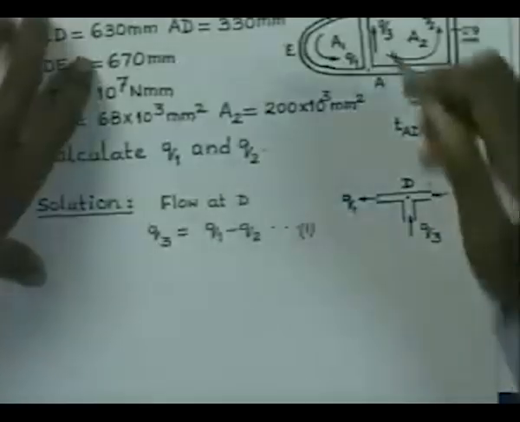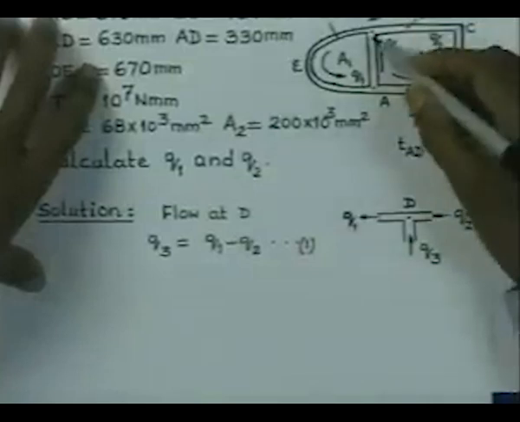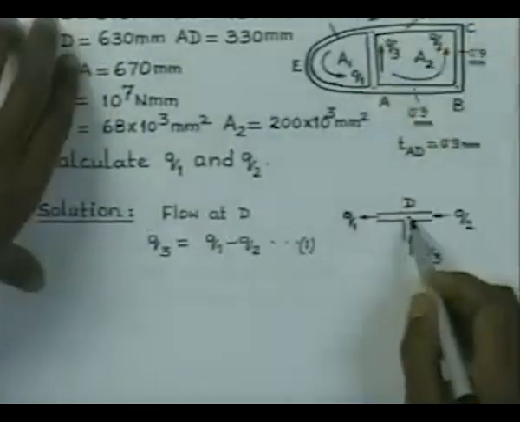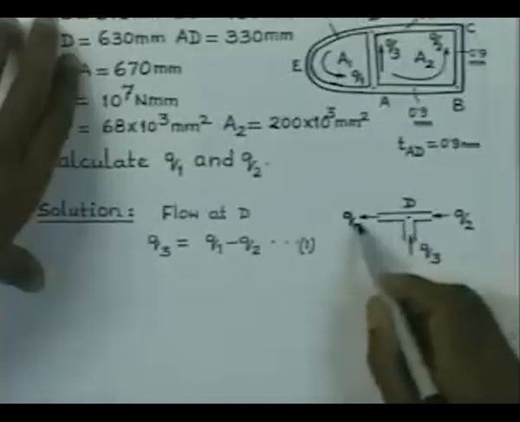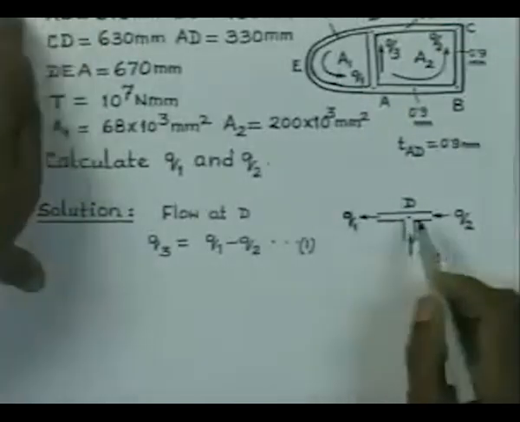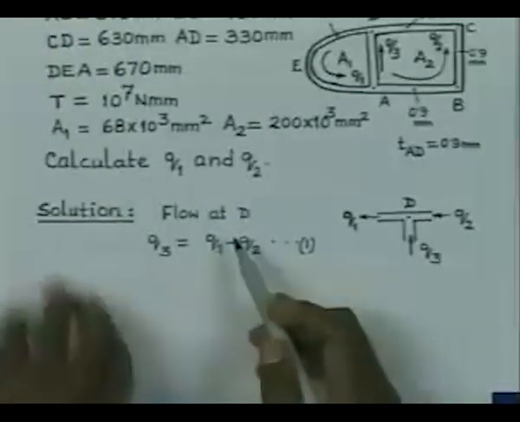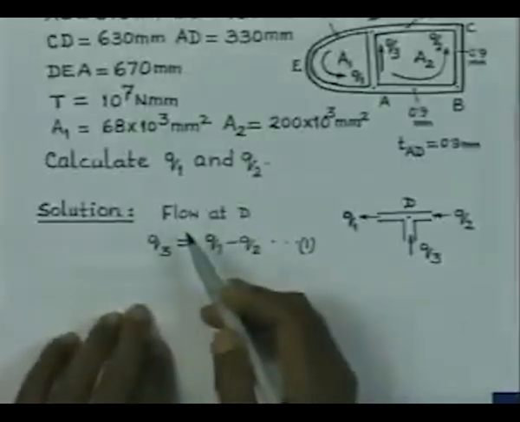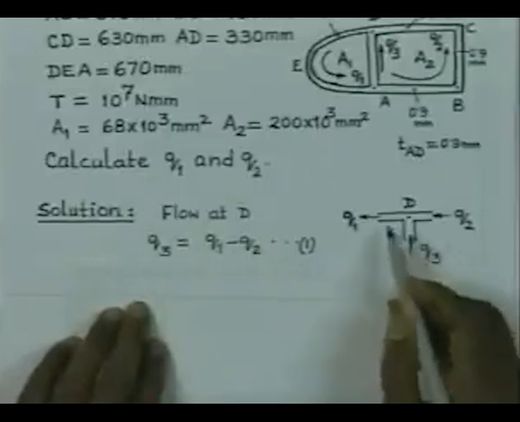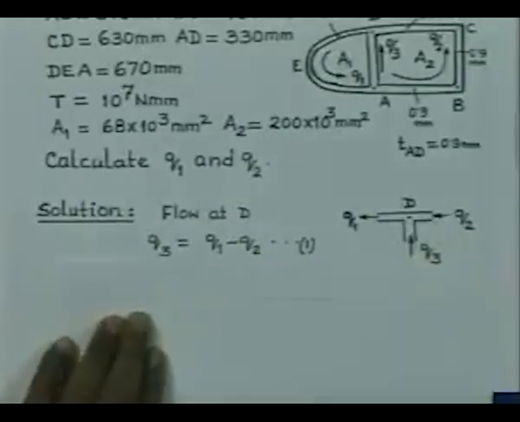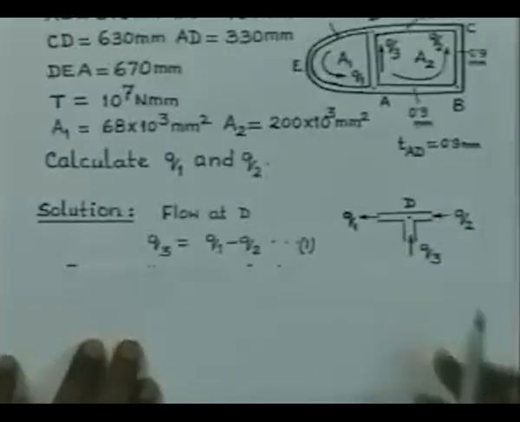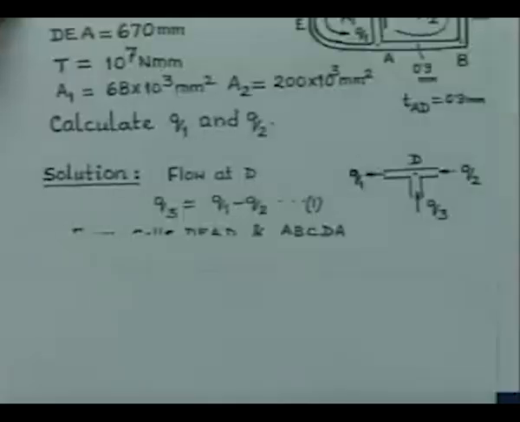So, we will look for the solution. First, let us consider the point D. For the point D, flow leaving the point is Q1, flow coming in towards the point is Q2 and Q3. So, from the flow equality, we can write Q3 is equal to Q1 minus Q2. This is how the flows are related, and this also can be obtained from the consideration of equilibrium.